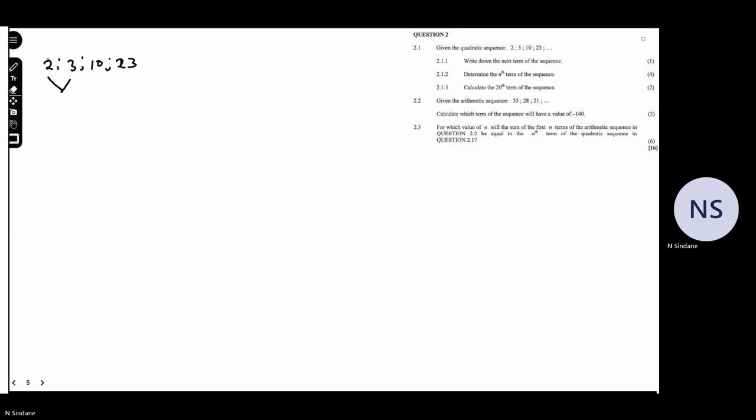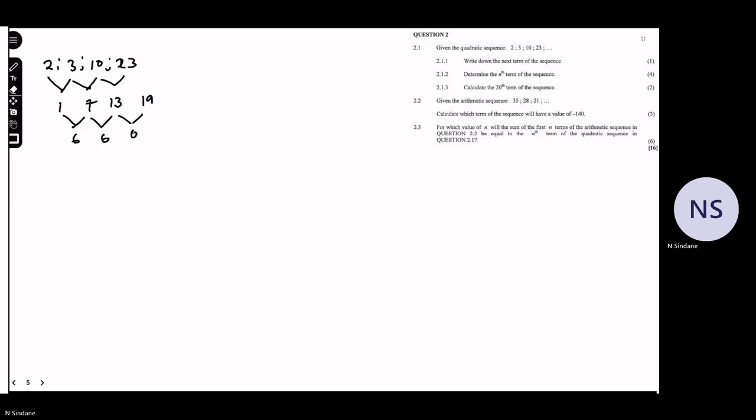3 minus 2, it gives us 1. 10 minus 3, it's 7. And then 23 minus 10 is what? 23 minus 10 is 13. And then lastly, we'll say 7 minus 1 is 6. 13 minus 7 is 6. So the next one, 19 minus 13 is 6.